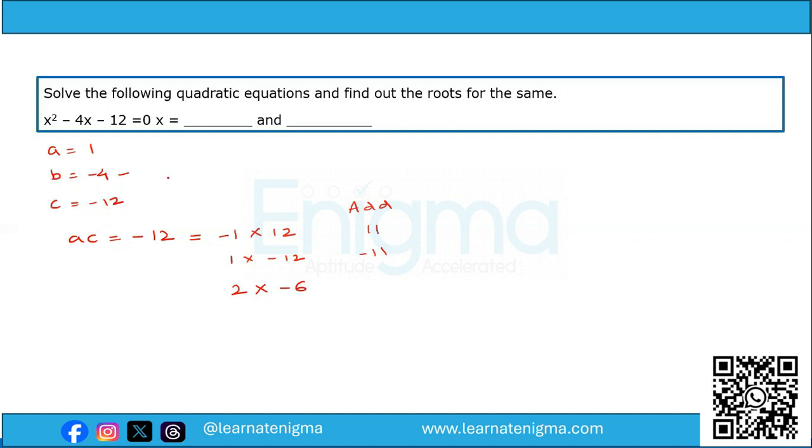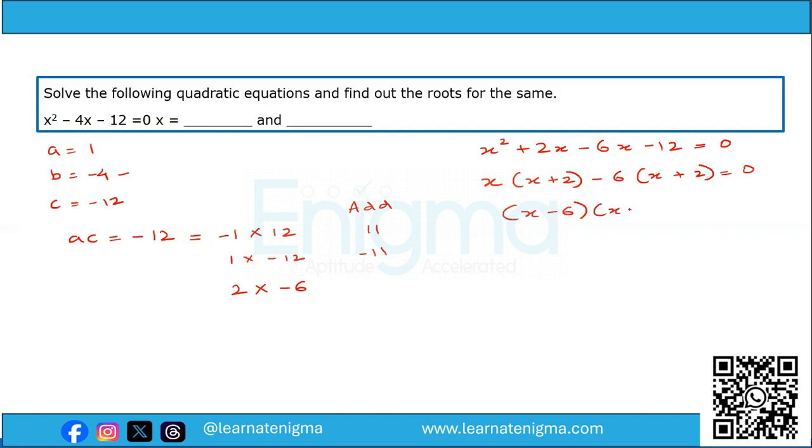So therefore, we can split the middle term like this. x square plus 2x minus 6x minus 12 is equal to 0. Taking x into the bracket, we have x plus 2, minus 6, and again x plus 2 in the bracket. So therefore, we have x minus 6 into x plus 2 is equal to 0. Therefore, the roots are x is equal to 6 or x is equal to minus 2.